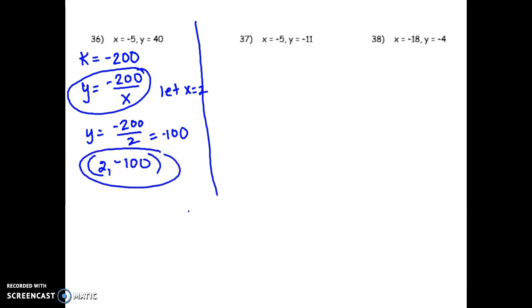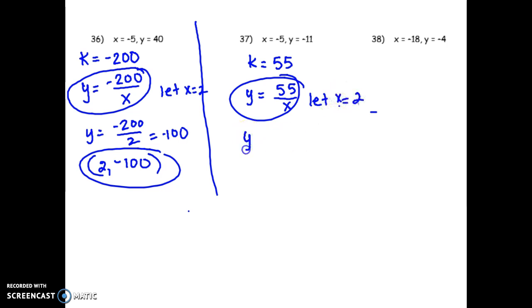All right, looking at number 37, our k value, again, we multiply the two together, and we get positive 55. So our equation is y is equal to 55 divided by x. That's part of the answer. We let x be 2. Our y value is equal to 55 halves. Input of 2 gives us an output of 55 halves.